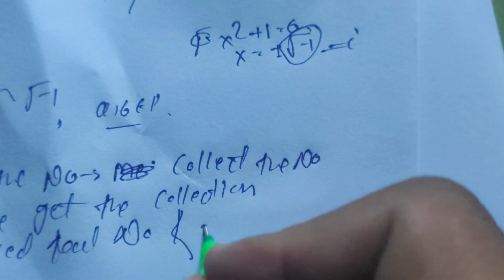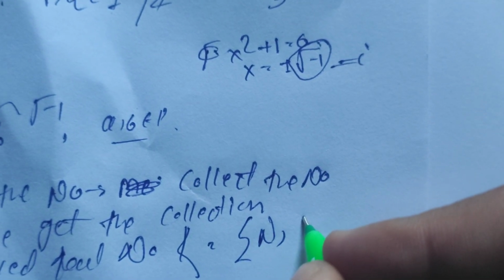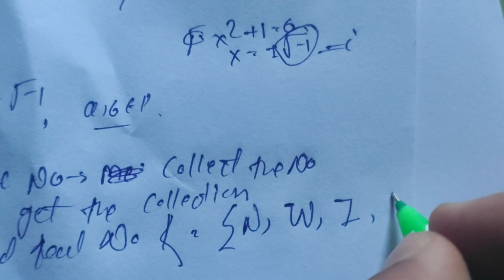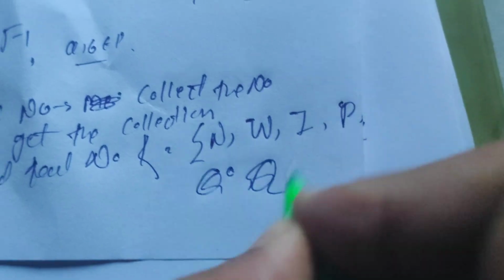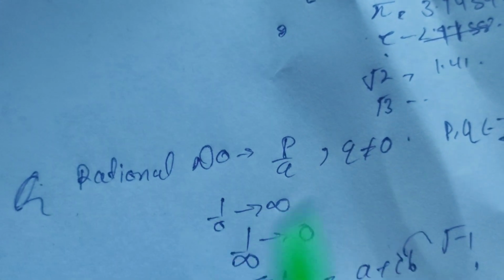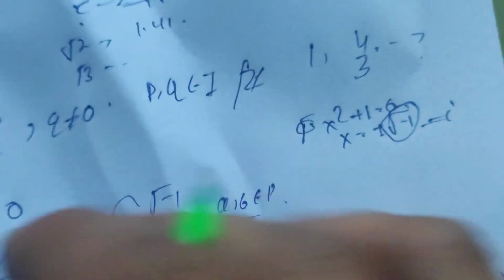R is the collection of natural numbers, whole numbers, integers, even and odd numbers, prime numbers, co-prime numbers, irrational numbers, and rational numbers, which are denoted by Q. And complex numbers are a collection that includes the real numbers.